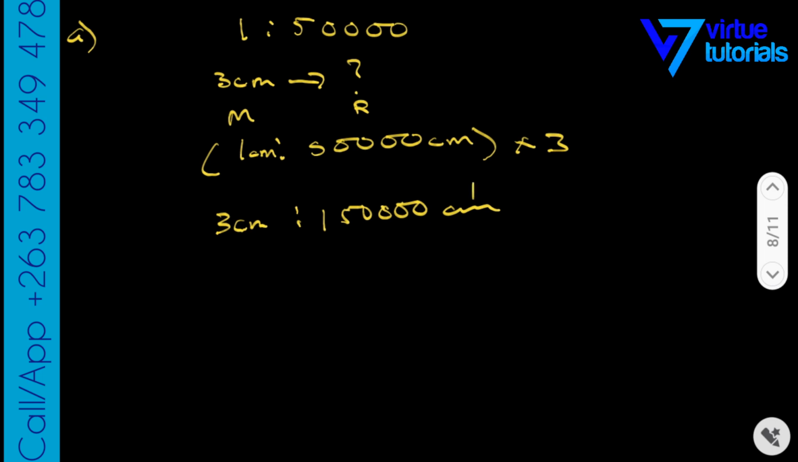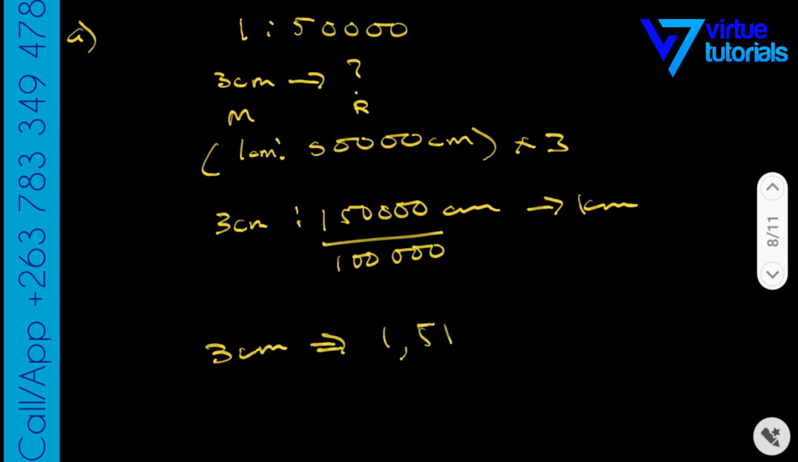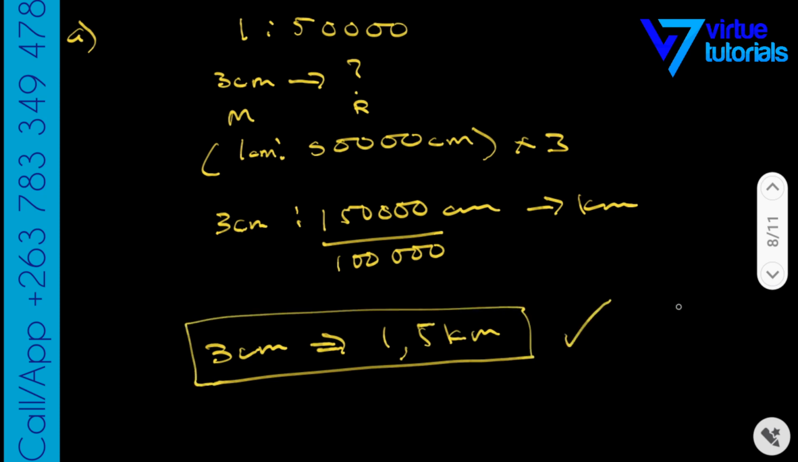But like we have said, we want this in kilometers. So I divide by 100,000. That's how you change centimeters to kilometers. So 3 centimeters actually gives you 1.5 kilometers.